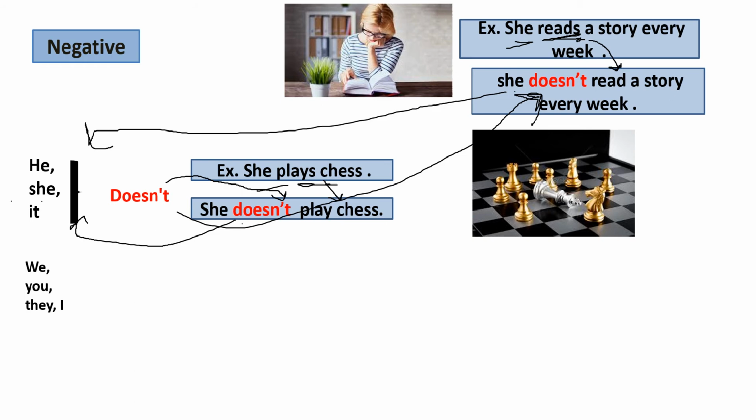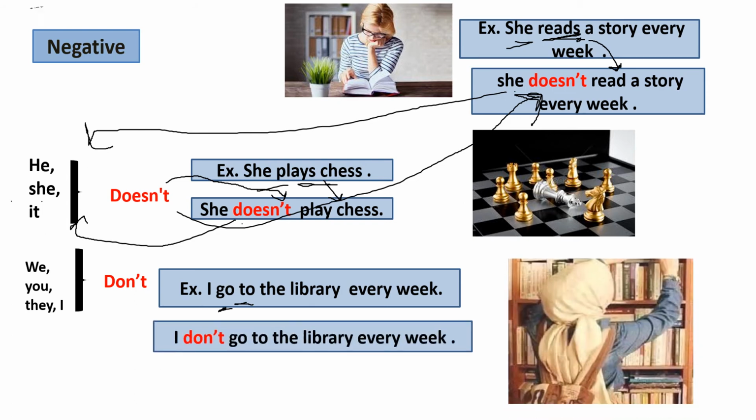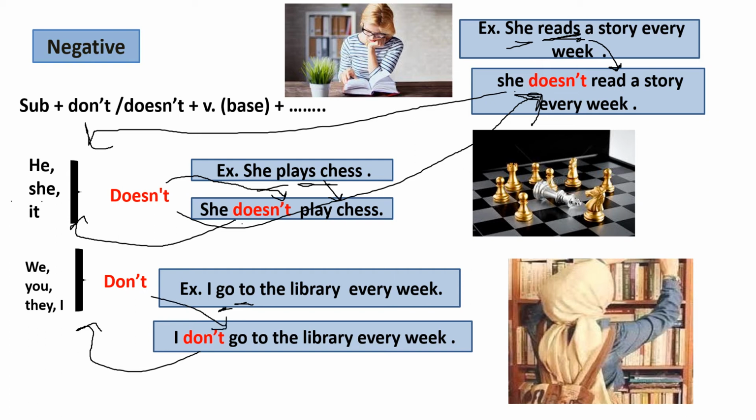If we have a plural subject, إذا كان عندي فاعل جمع, we will put don't. Okay. Example. I go to the library every week. Here we have I. Go. وراء I, we, you, they الفعل مالتي يكون مجرد بدون s. Now how can I make it negative? I don't go to the library every week, because I have I. لذلك خليت don't. أصلا الفعل مالتي مجرد فبقى نفسه. خليت بعد الفاعل don't. Okay. Is it clear how to make negative sentences with the present simple?